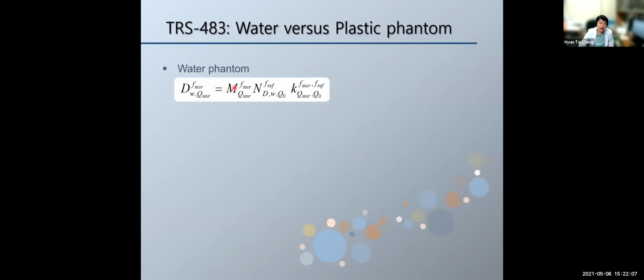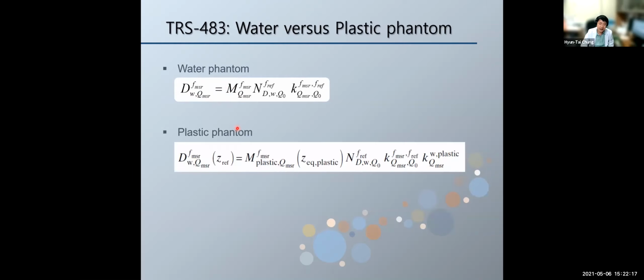This is the formula for LINAC using a water phantom. We saw it twice already. And because we use plastic phantoms in gamma knife, they suggested using this formula for the plastic phantom. The reference measurement is done in plastic, and we need another correction factor, the phantom correction factor.